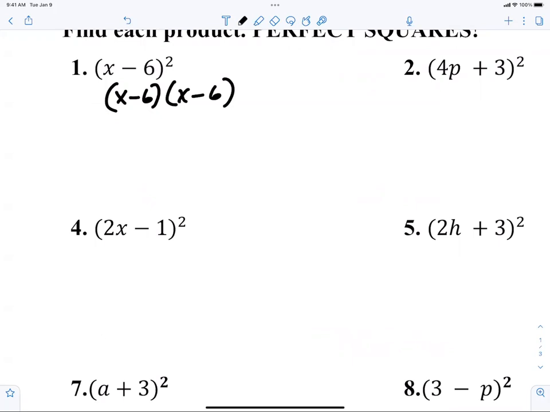Now we have to multiply this out. So again, we're going to do a little shortcut here. All right. Now I want someone to tell me what is x times x. X squared. Okay.